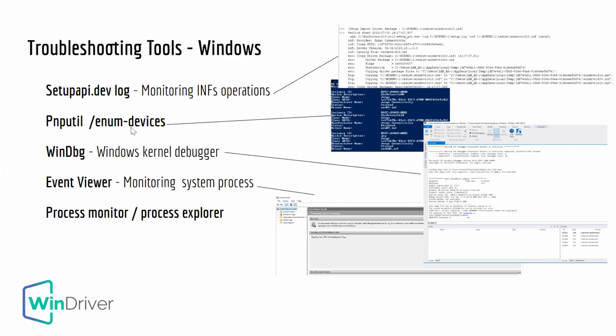The PNP-util enum devices is the equivalent of lspci and lsusb. You can see a list of your devices. Again, if your device is not on this list or in the Device Manager, it is probably not recognized by your operating system, and they won't be able to access it. You can see the information it has: the class name, the GUID, the manufacturer name, the driver name, the INF.